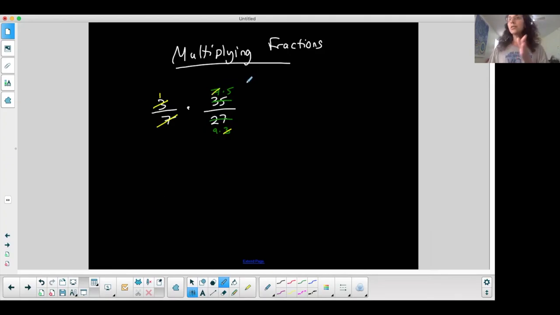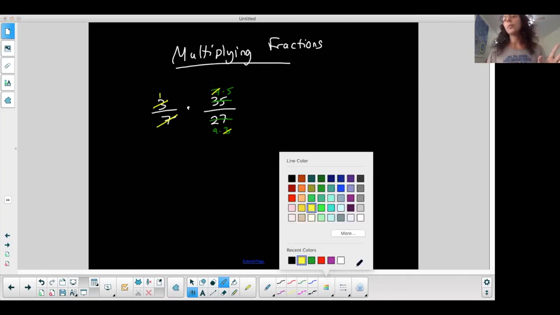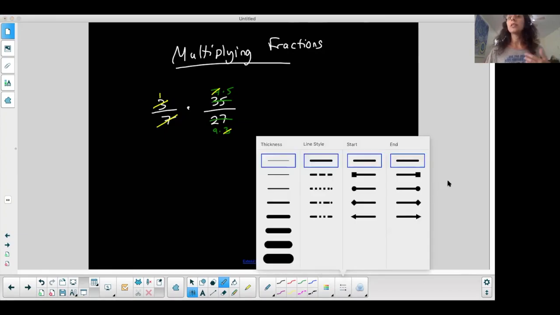You're only allowed to cancel things that are in common on the top and on the bottom. I don't care if they're in common on the top here and on the top there. It has to be somewhere across the top and somewhere across the bottom. We do not cancel from here and here. We cancel from top and bottom. So if there was, let's say, a 5 here, I wouldn't cancel it with this 5. It has to be something anywhere on top and something anywhere on the bottom to be canceled and simplified.